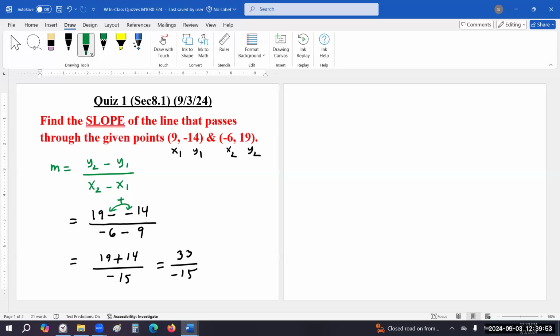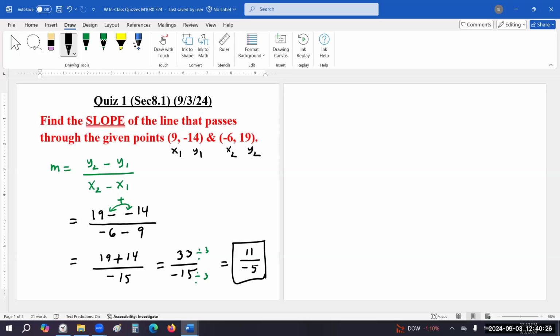Can you reduce by what? 3. So what's the answer? Our negative 5. Okay. I already saw a couple of answers. A few of you are very close. You have negative 11 over 1 or 11 over negative 1. See, it's not 1, it's 5.